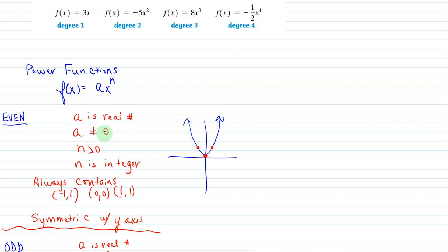Why would that be? Well, if this were 0 and you multiplied it there, you would end up with 0 and you would no longer have a function like that. N has to be greater than 0. So our exponent has to be bigger than 0. If it were 0, anything to the 0 power is 1. So those are just some general things about that.